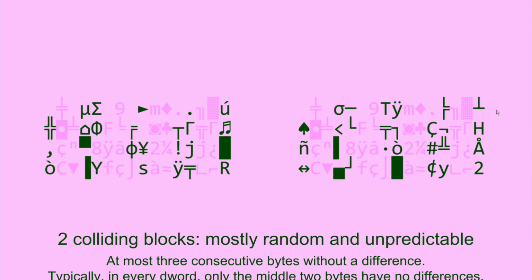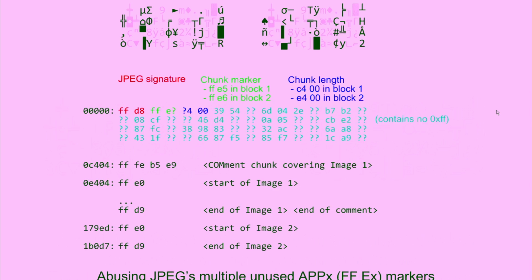At most, 3 consecutive bytes without a difference, and in the word, only the middle 2 bytes have no differences. Okay. And this takes between 15 and 30 hours to compute on 80 cores. So, whoa, this is a modified SHA-1 collision, but it's not exactly super impressive, right? So my task was to abuse that with a valid file format.